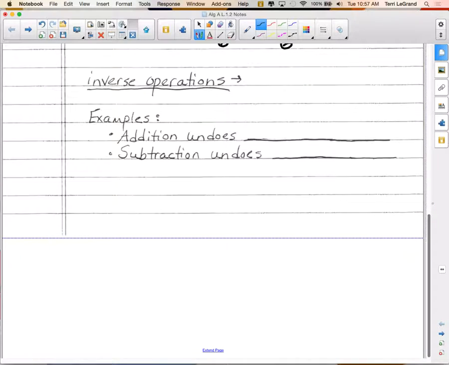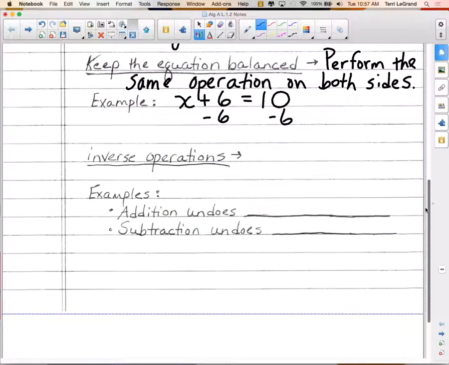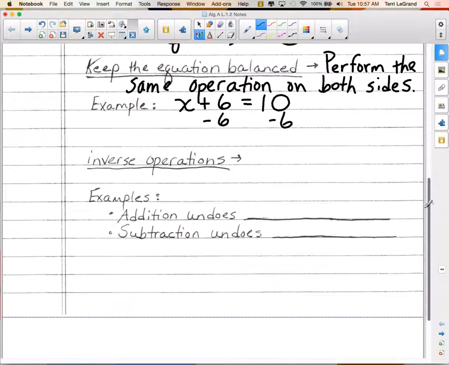Okay, and our last vocab word that we want to talk about is inverse operations. I don't think you're going to find them in that lesson. Does anybody remember the definition for inverse operations? What does that mean? Operations that what? That undo each other. Yeah. Operations that undo each other.